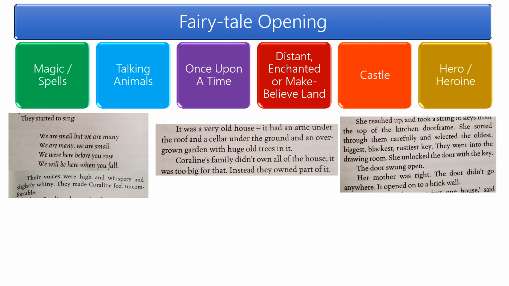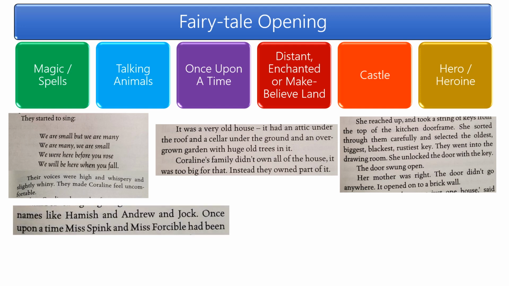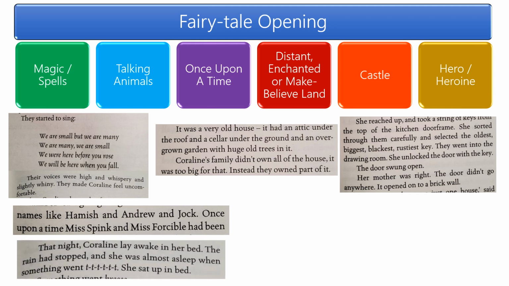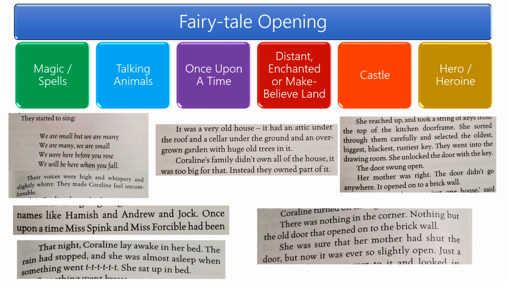And we have this section. She reached up and took a string of keys from the top of the kitchen door frame. She sorted through them carefully and selected the oldest, biggest, blackest, rustiest key. They went into the drawing room and she unlocked the door with a key, and the door swung open. Her mother was right. The door didn't go anywhere. It opened onto a brick wall. Once upon a time, Miss Spink and Miss Forcible. That night Coraline lay awake in her bed. The rain had stopped and she was almost asleep when something went t-t-t-t. She sat up in bed. Finally, there was nothing in the corner, nothing but that old door that opened onto the brick wall. She was sure that her mother had shut the door, but now it was ever so slightly open.